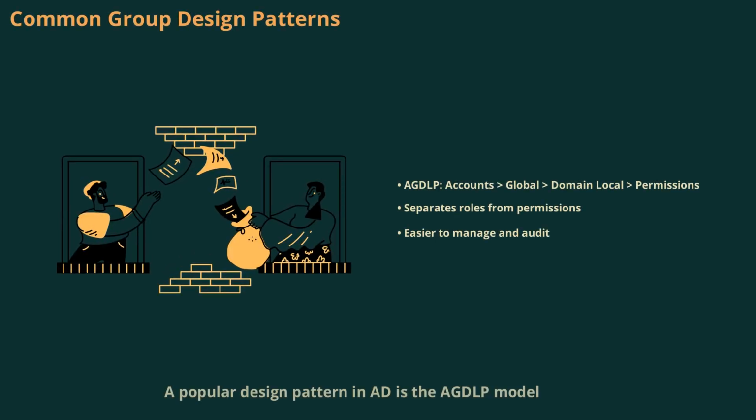A popular design pattern in AD is the AGDLP model. Accounts go into global groups, which are members of domain local groups, which are then assigned permissions. This model helps you separate user roles from resource permissions, making it easier to manage changes and audits. It's a proven approach for scalable and secure group management.